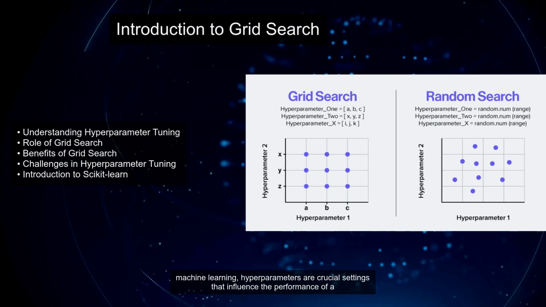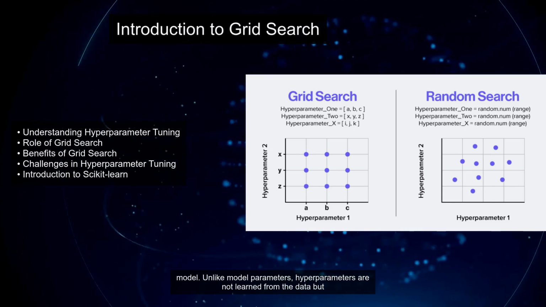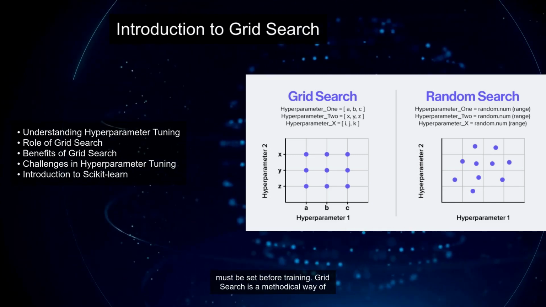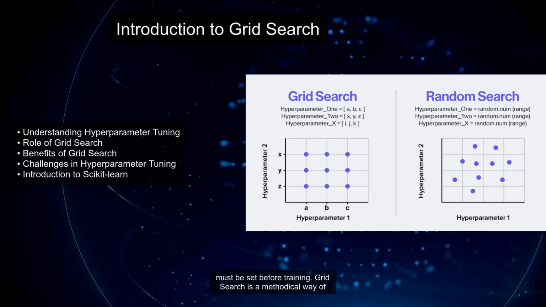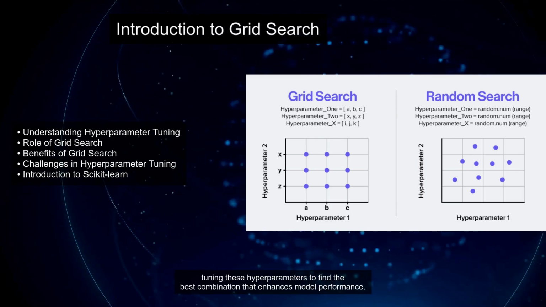In machine learning, hyperparameters are crucial settings that influence the performance of a model. Unlike model parameters, hyperparameters are not learned from the data but must be set before training. Grid search is a methodical way of tuning these hyperparameters to find the best combination that enhances model performance.